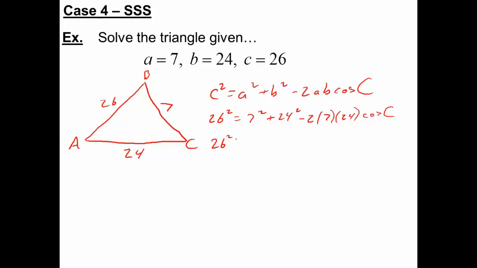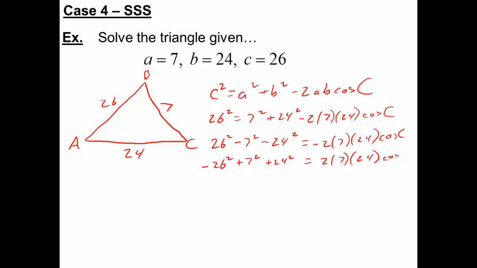So 26 squared. I'm going to subtract 7 squared and 24 squared, just like I did before, and leave this whole term exactly as is. Now, just like I did before, I'm going to change that negative to a positive, and change all these to their opposite sign as well. So that'll be negative 26 squared plus 7 squared plus 24 squared equals 2 times 7 times 24 cosine C. Then I'm going to reorder these terms in just a second to get rid of that negative out of the first term. Basically, I'll just move it to the end.